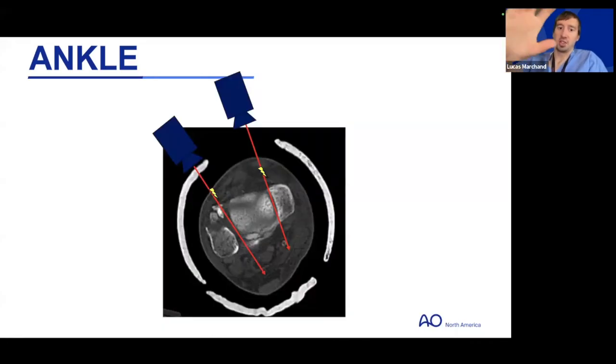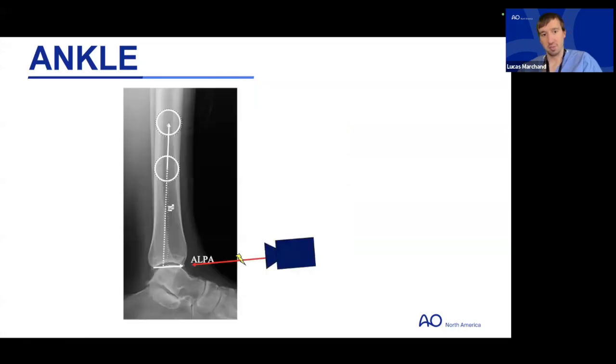This schematic is just depicting the difference between obtaining an AP versus a mortise view, where you're on the AP looking at the tibia head on and then getting an internally rotated view with the mortise that again allows you to see a little bit more down the lateral gutter of the ankle mortise.